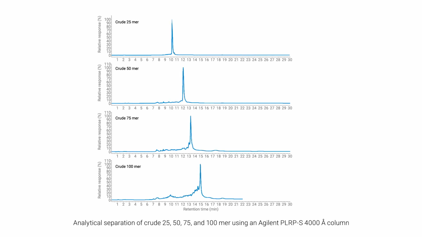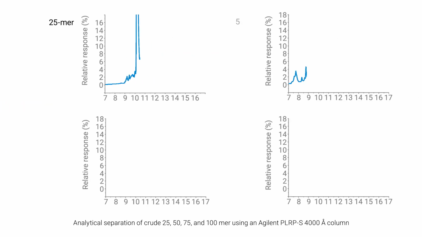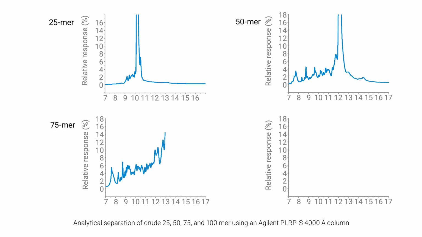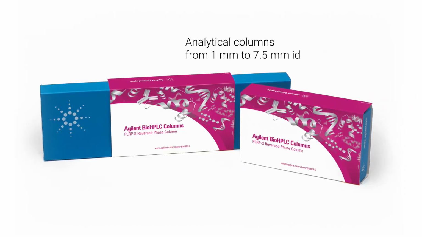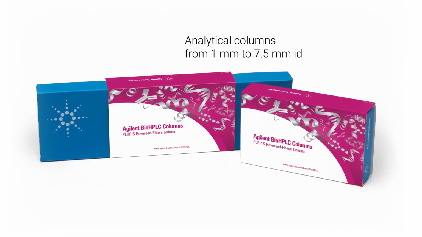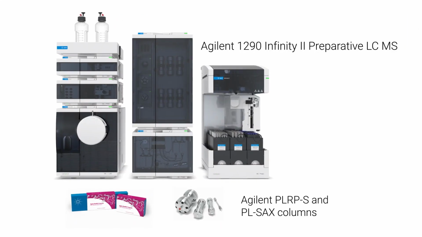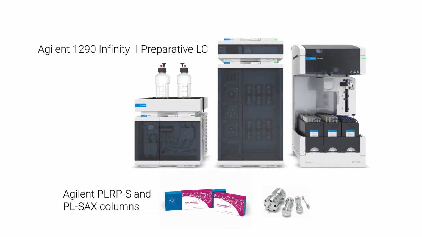Agilent recognizes the diversity of the oligonucleotide landscape, offering the optimal chemistry and pore size no matter your molecule size or purification scale. From the bench to manufacturing, Agilent PLRP-S and PL-SAX columns deliver the robustness, reproducibility, and selectivity required.